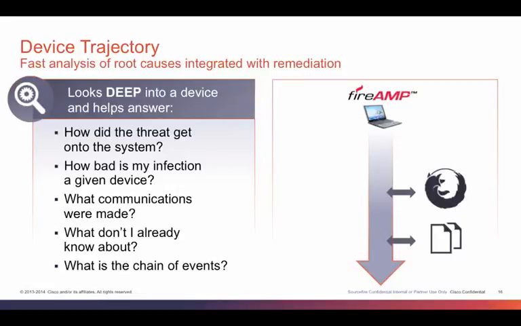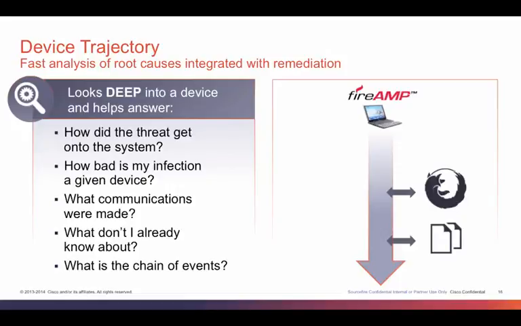Device trajectory traces the exact relationship between malware and compromised systems and the broader infections through robust search and filtering capabilities that look for suspicious activity across all systems that have FireAMP installed. They let customers quickly find that suspicious or malicious activity on one system and then very quickly search across all systems for similar indicators.